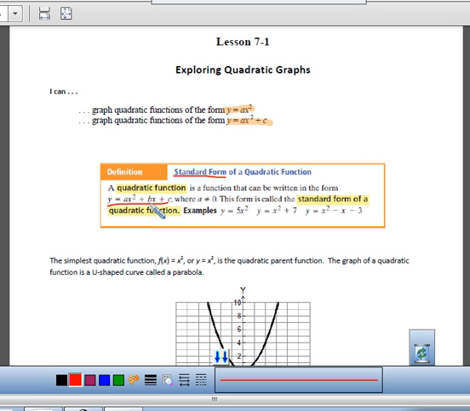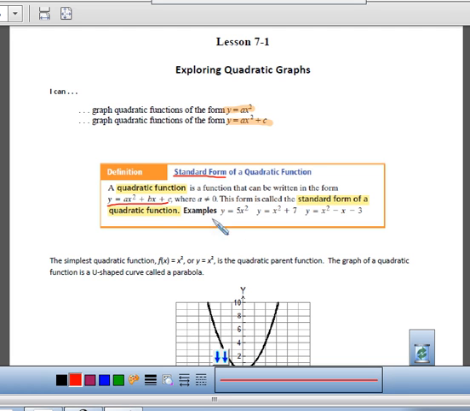It's okay if b is equal to 0, it's okay if c is equal to 0, but a cannot be equal to 0. It can be any other number. It can be a decimal, it can be a fraction, it can be positive, it can be negative, but it cannot be 0. If it's 0, then we're no longer talking about a quadratic function, because we need this x squared to be part of this. That's what causes, when we're looking at the graph, the shape that we see. This form is called the standard form of a quadratic function.